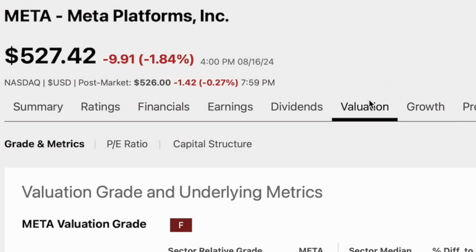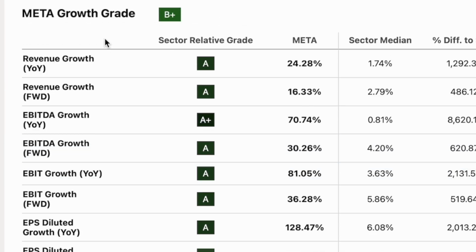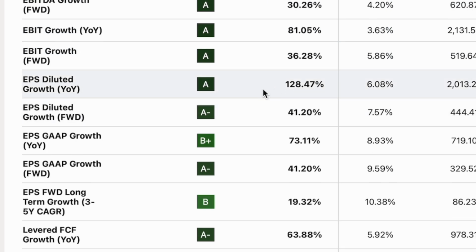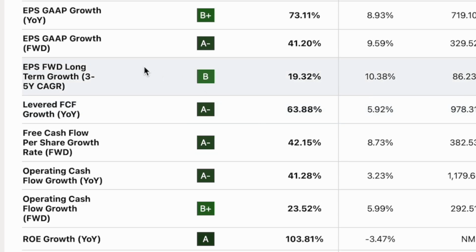Whereas if we compare that to META, we can see from a growth perspective, META is really good across the board, with their revenue growth over the last year being over 24%. Their projected growth is over 16%. Their earnings per share growth is 128% year over year and 41% projected for the next coming year. And all the way down the line, if we look at free cash flow growth, it's over 63%, and operating cash flow growth is over 40%. So you have a company that, yes, it's trading at maybe a slight premium to what it's been over the past 5 years, but the growth rate and the growth expectations are way higher than HSY.